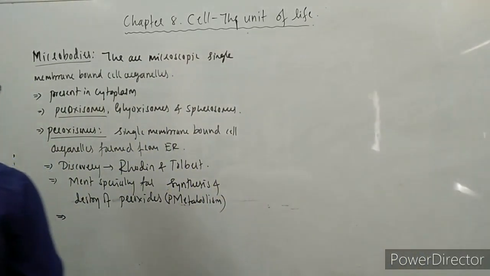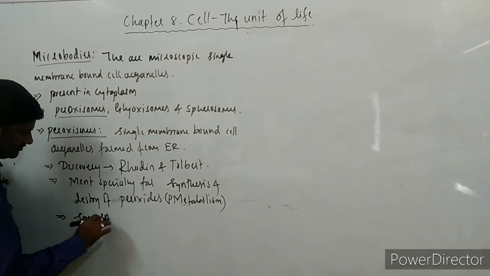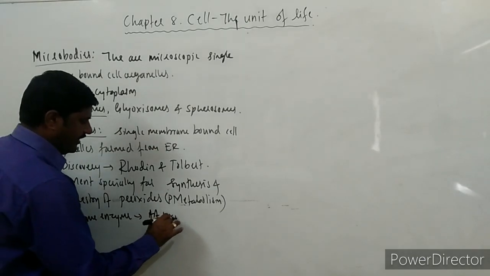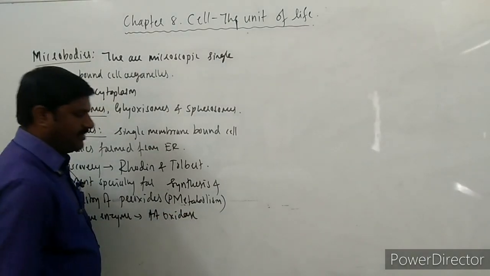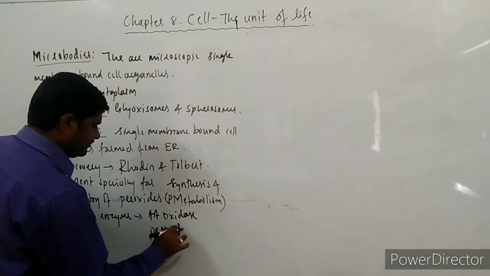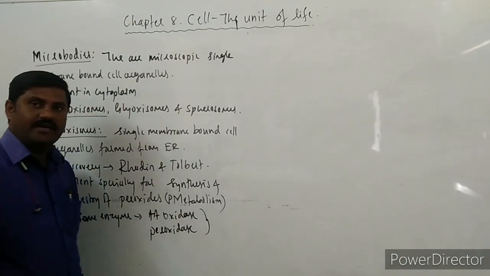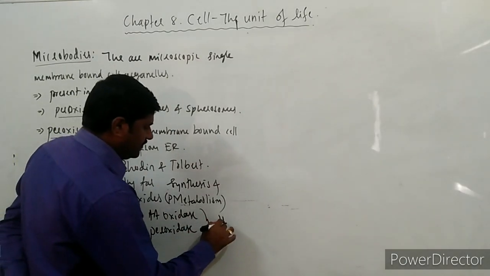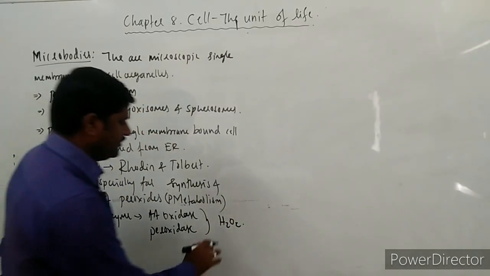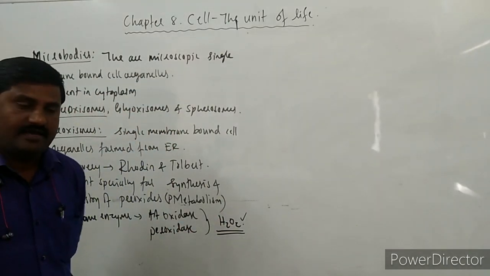Alright, let us write it. Some enzymes like amino acid oxidase and peroxidase are the enzymes which help in the synthesis of hydrogen peroxide over here. Hydrogen peroxide is synthesized by these enzymes.